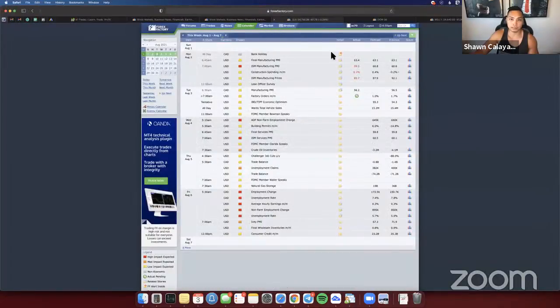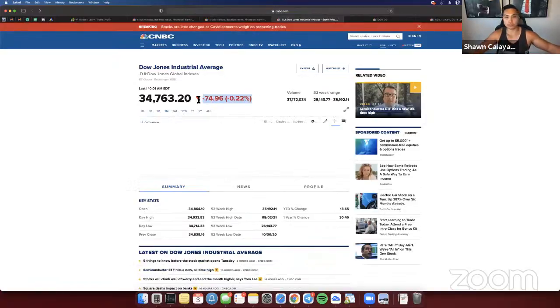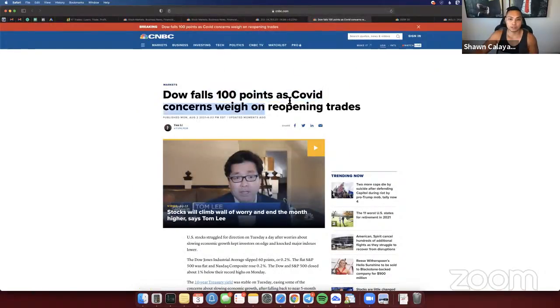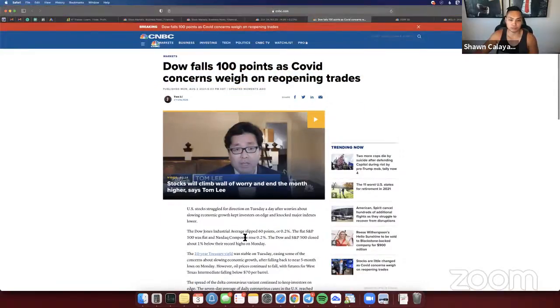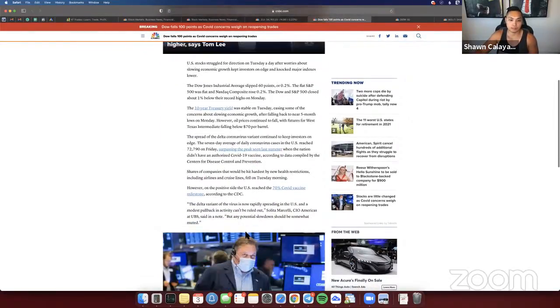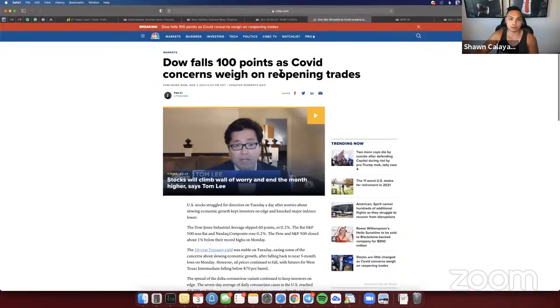Looking over here at the fundamentals, you can see the numbers start to shift. It was down over 100 points, then down 80 points, and now it's only 74. Stocks are a little changed as COVID concerns weigh on reopening trades. So you can see these are things that are affecting the market right now. COVID's affecting it because we're not sure if we're going to go back into another lockdown, and I know we're starting to have to wear masks again here. There are a lot of things affecting the market, guys. It's not just fundamentals and technicals. There are things like COVID also affecting the market.